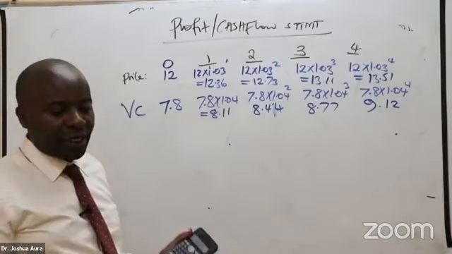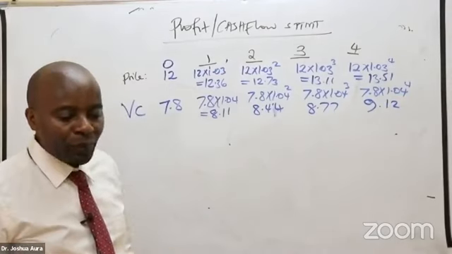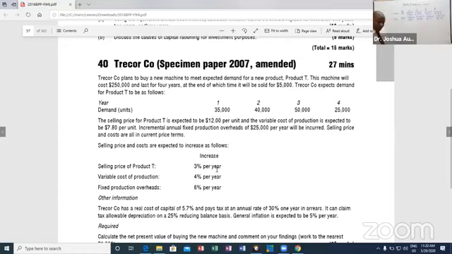Is there any other cost they have given us? Oh, yes. Please go back to our question. Let us pin the question there. If you go back to our question, they have given us something to do with the fixed cost. They have told us that the fixed costs are 25,000. And how do we expect this to grow? Ladies and gentlemen, they have told us fixed production overheads, 6% per year.